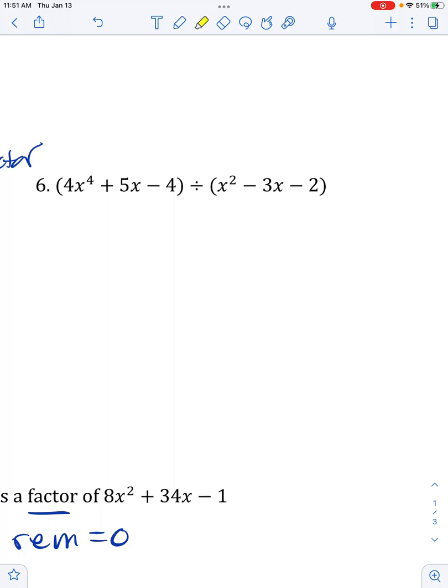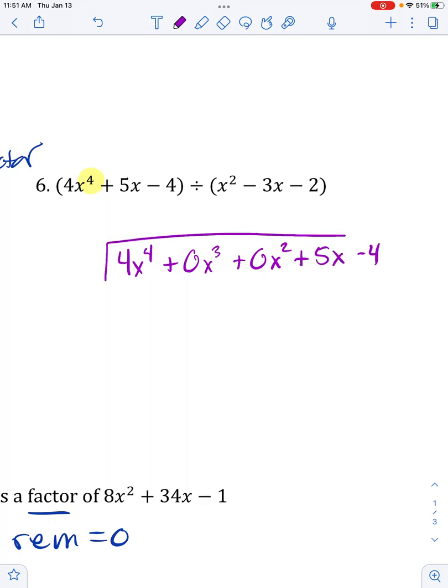So here, I look at my powers again. Fourth power, I'm missing a third power and a second power. So when I go to write this, I write 4x to the 4 plus 0x to the 3 plus 0x to the 2. And then I have 5 plain x's and my constant. So I'm only putting zeros where I don't have a power of x. Didn't have a third power, didn't have a second power. So I have to hold their spot with a 0. Then I'm going to divide by this bad boy. All right, let the fun begin.